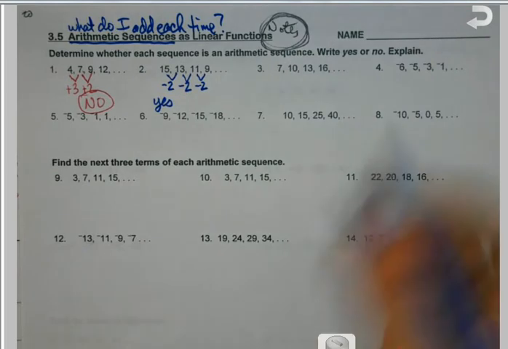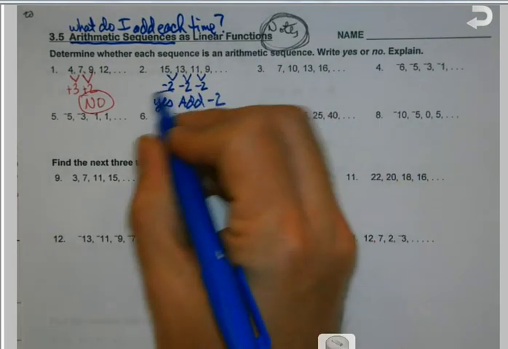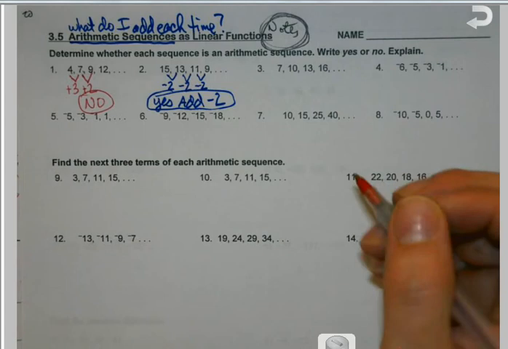And then, well, explain. You're just going to say I'm adding negative 2. It doesn't have to be like a paragraph explanation like we're in English. Just a quick, simple, I just keep adding negative 2 each time. So if I wanted to find 5 more terms, I could because the pattern's the same. So like I said, on some of these, that'll work. Some of them it won't.